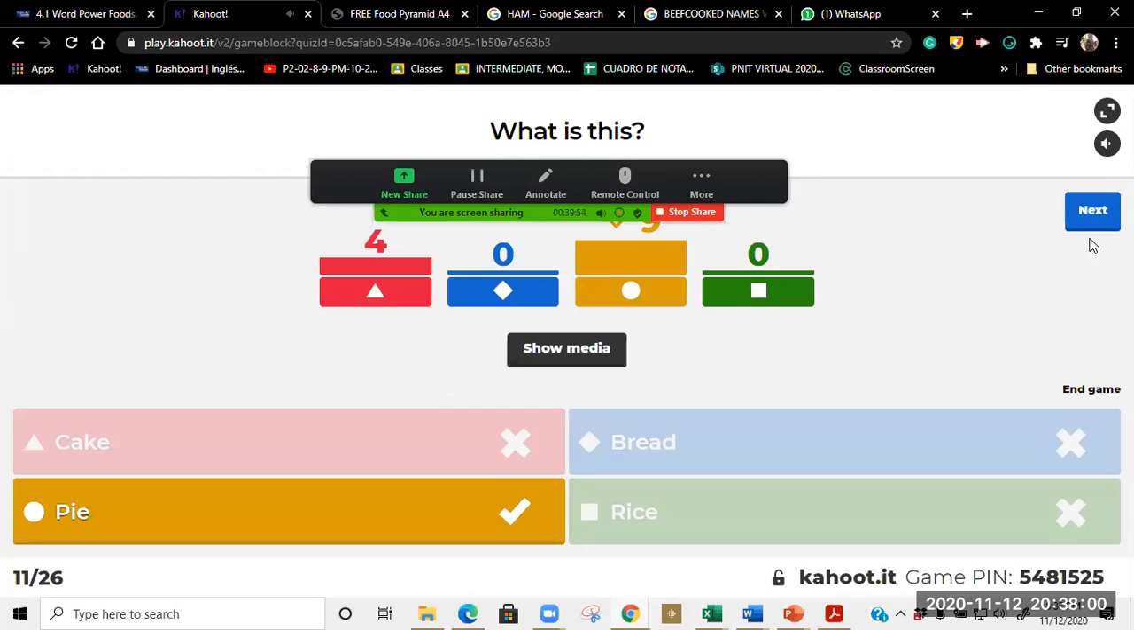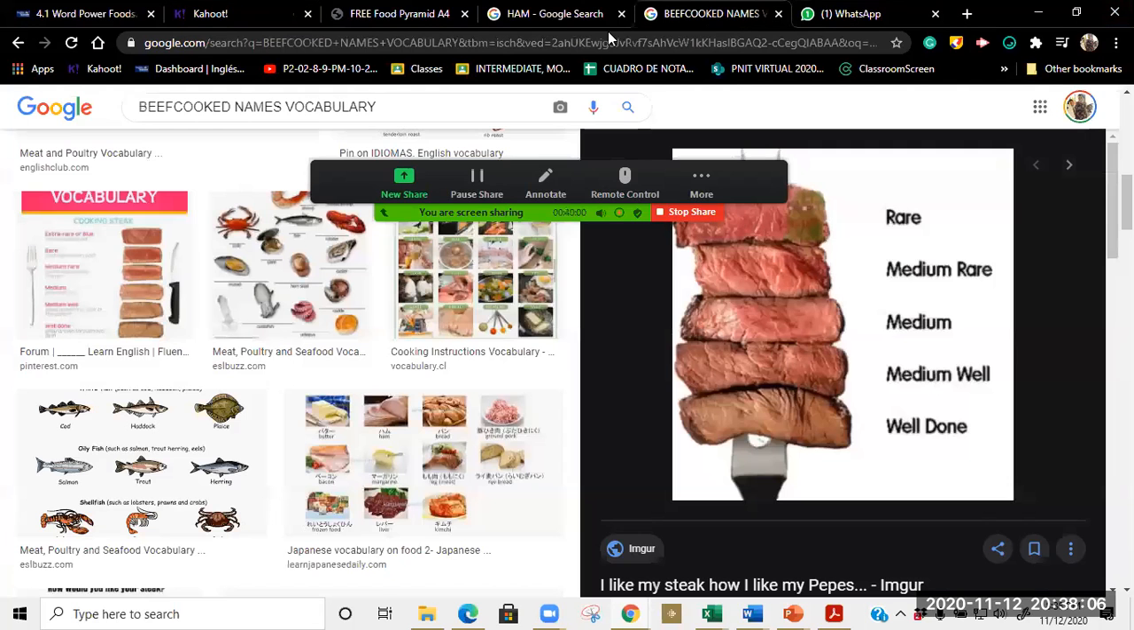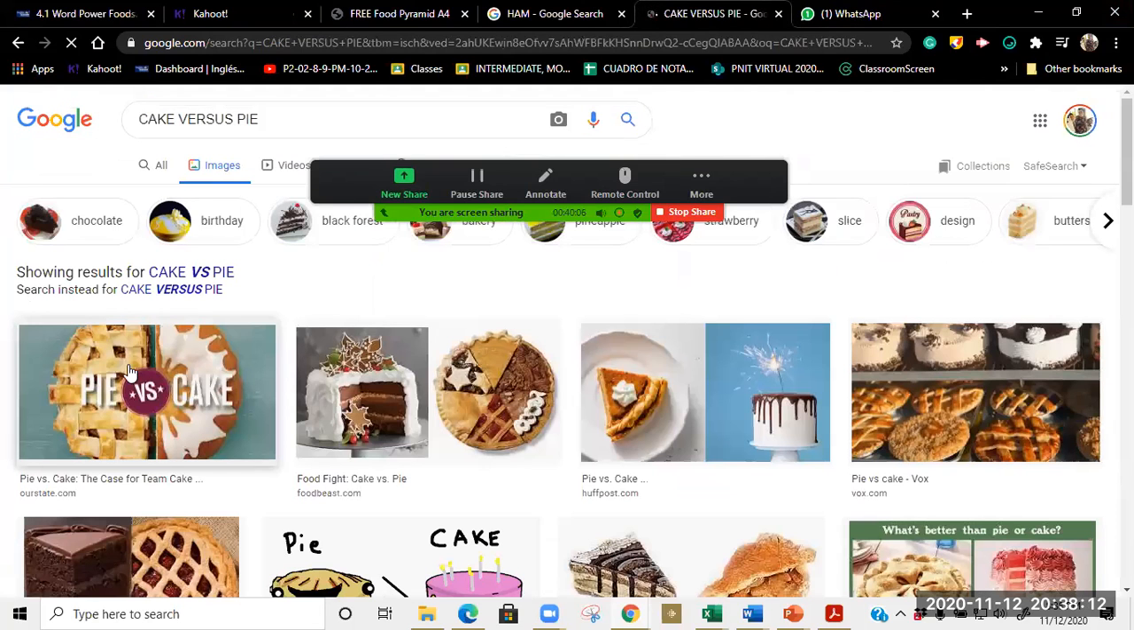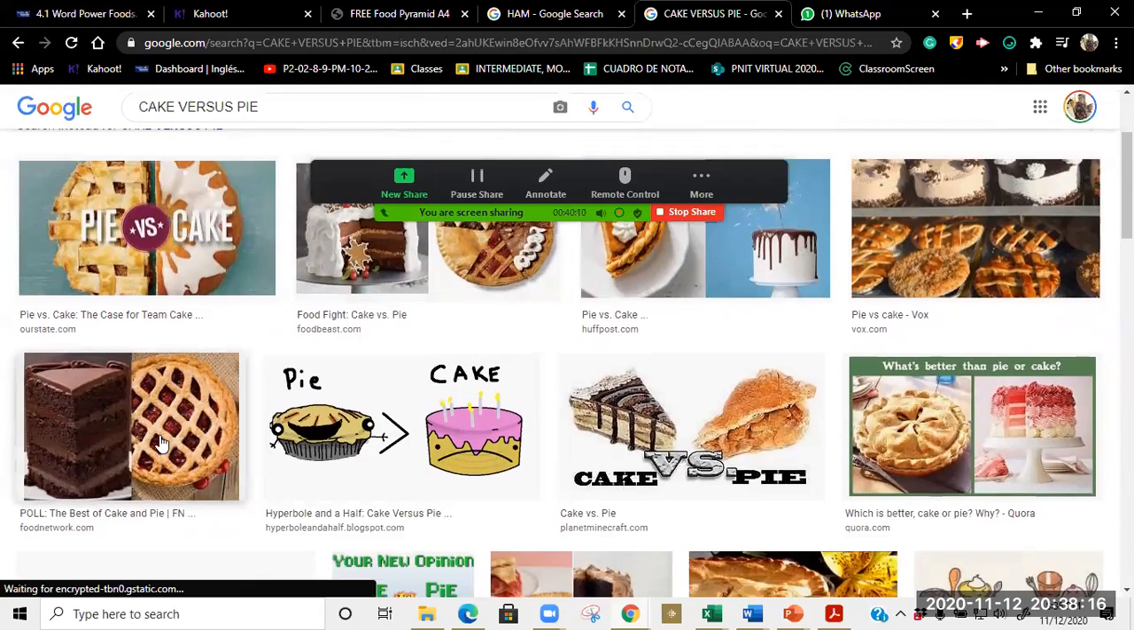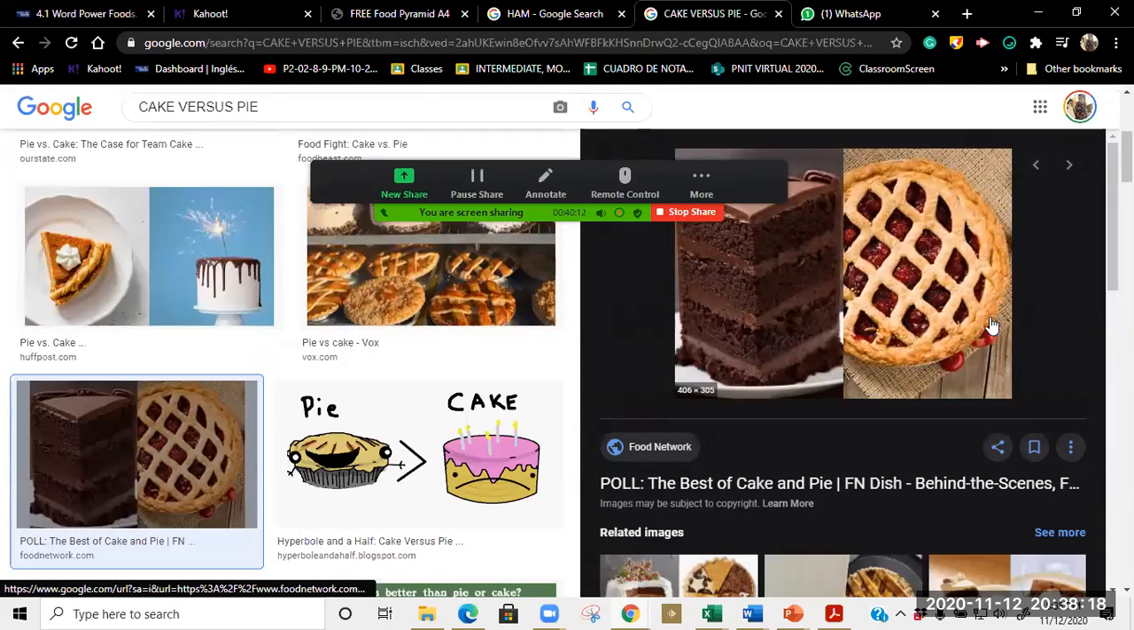No, it's actually a pie. So a pie is different from a cake, okay? Let me show you. Cake versus pie. See? This is a cake and this is a pie. So that's the difference, okay? Cake and pie. So you can have apple pie, strawberry pie, and then chocolate cake, and so on. So this is different.